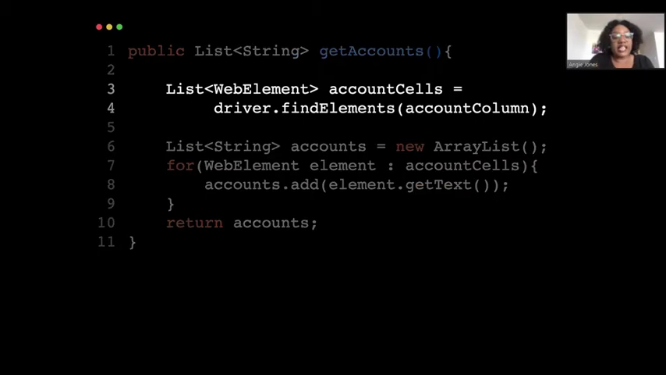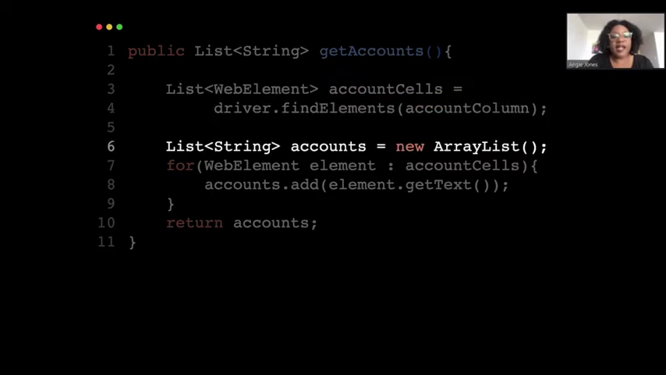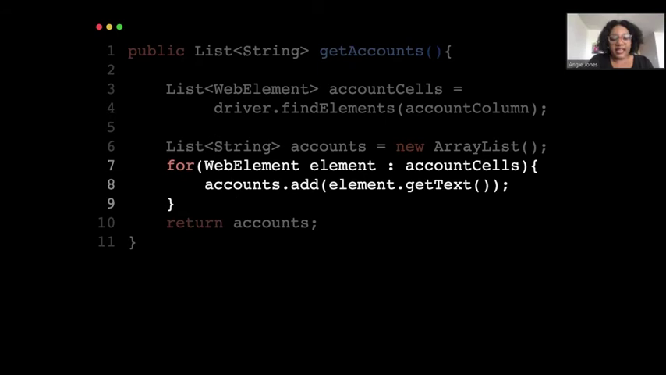And we can see here that it finds all of the account cells, and these are web elements. Then it creates a new list to hold just the text of the web elements. So this is going to be a list of strings, right? And then to populate that list, we loop through each of the elements from line 3. We get their text, and then we add them to this new list that we defined on line 6.